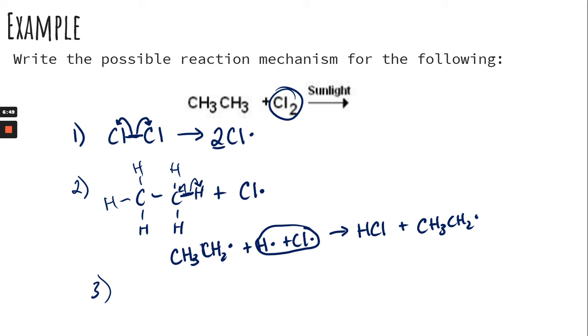And then finally, we need a termination step. So we can take that ethyl radical and we can react it with the other chlorine. Remember, we formed two chlorine radicals from step one. And so those two lone electrons are going to pair together, and that's how we make the chloroethane. Again, you don't have to show all possible steps. You just have to give one step for each of them.